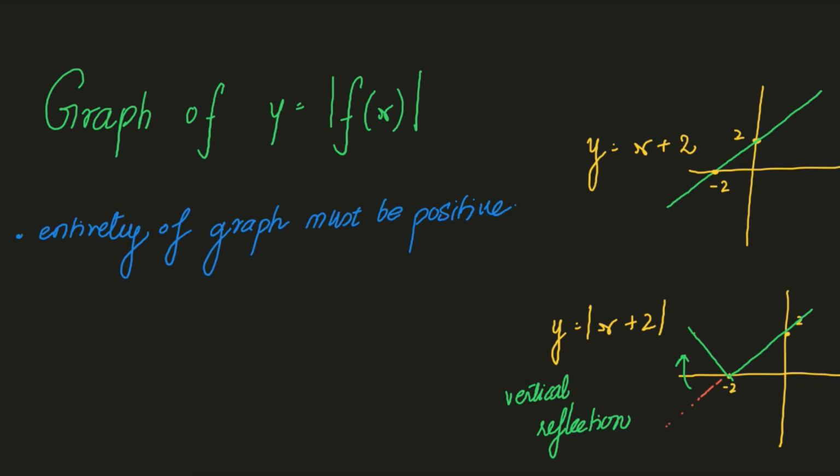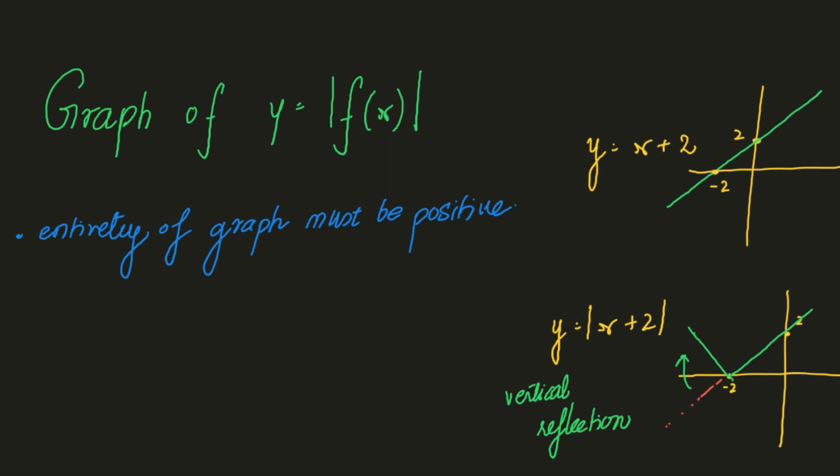You can see one thing that's happening: the graph after x equals minus 2 is the same. However, before x equals minus 2, the graph has been vertically reflected from the original one. That is because each of the negative values is being converted into a positive value. So, the simple rule for drawing the graph of modulus of f(x) is that wherever there was a negative part of the graph, it will be vertically reflected. There will be a vertical reflection in the plane of the x-axis, and that will be your graph, as you can see here.